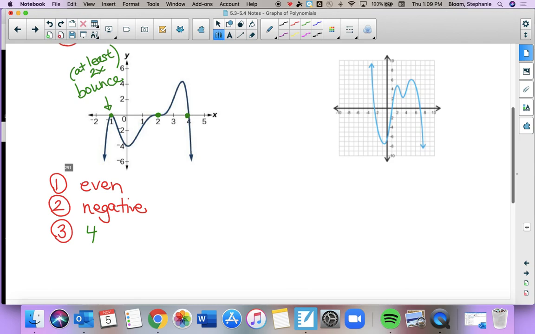All right, domain. Is there any limit to how wide this baby can go? Nope. So what's your domain? Negative infinity to infinity, or what's another way you could say it? All reals, which I'm going to write the all real symbol just so we can practice doing both. Is there any limit to the range?